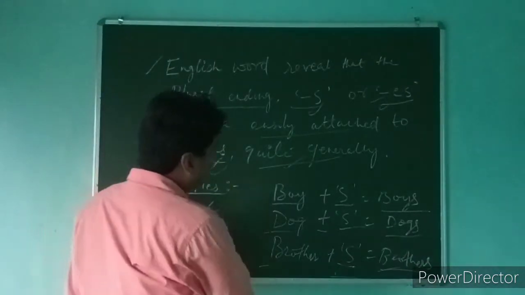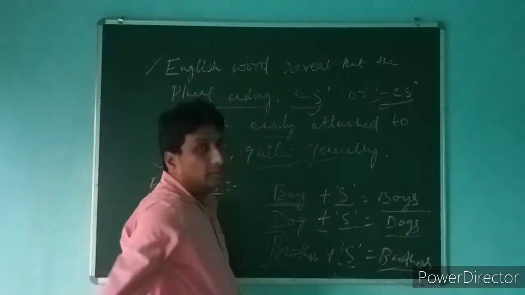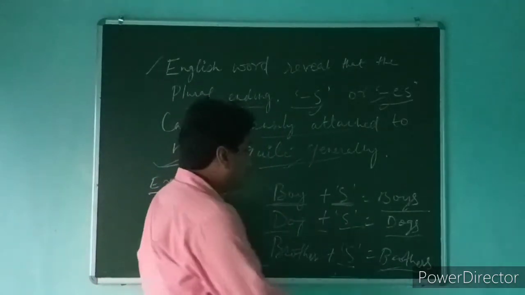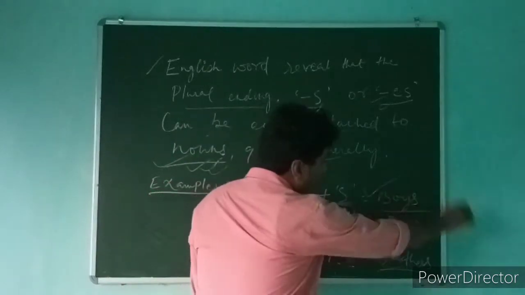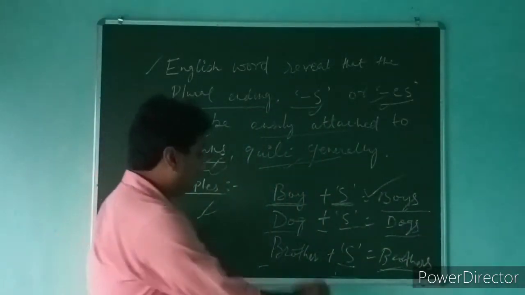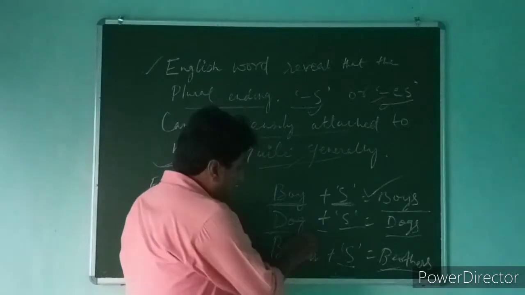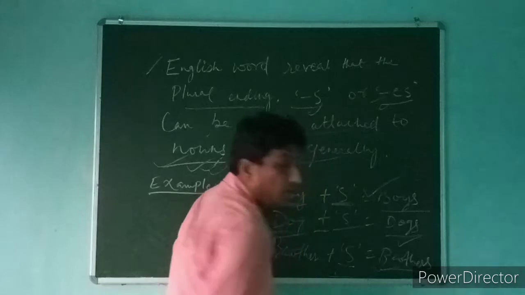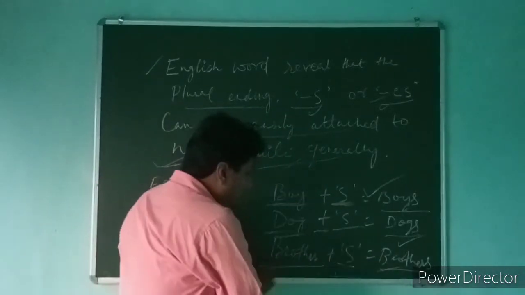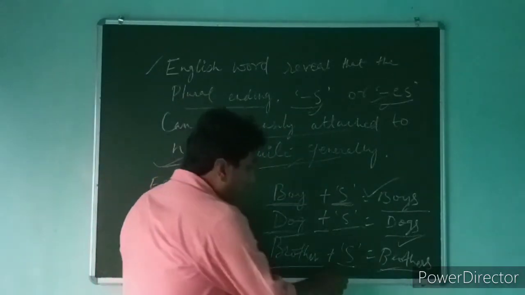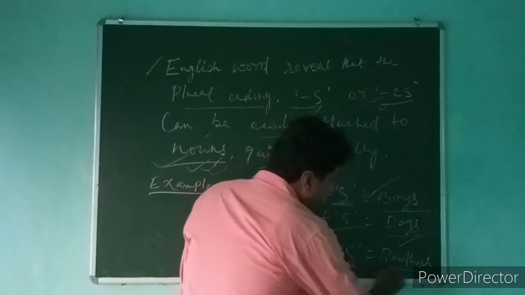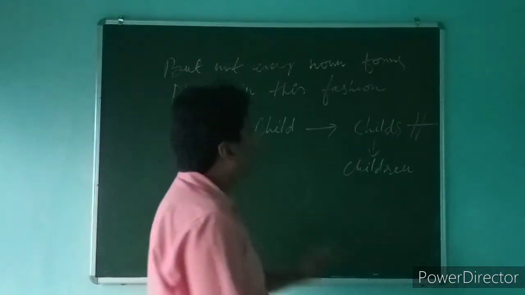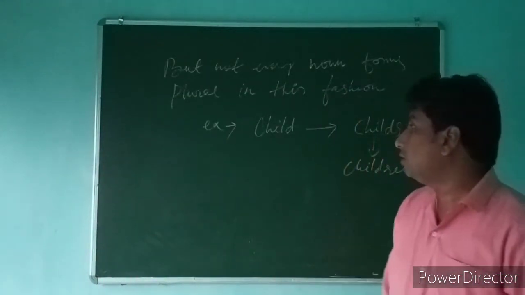For example, boy is a simple word as I told you, and there is a plural ending s, and when we combine these two we get a complex word, boys. In a similar fashion, dog is a simple word and when we combine the plural ending s we get a complex word, dogs. Similarly, brother is a simple word and when we combine the plural ending s we get a complex word, brothers.